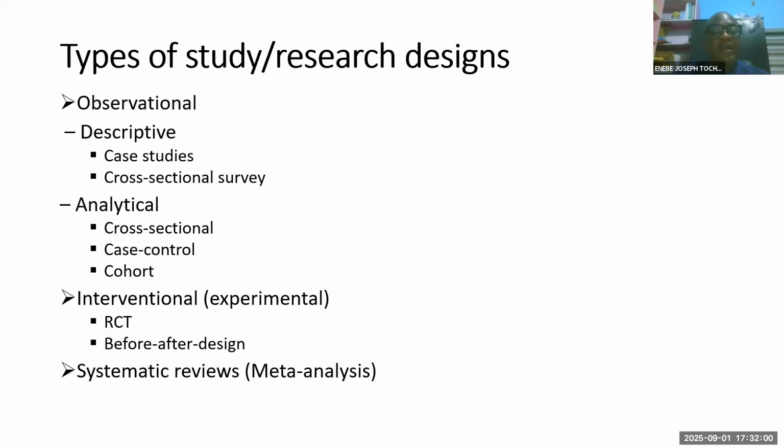Now, descriptive means that you're just describing a particular case. And then the interventional ones mean experimental studies, like I said before. So an intervention is made, and some examples are randomized control trials and before and after design. And then the highest point, you now see the systematic reviews, where you analyze a lot of research work on a particular topic.